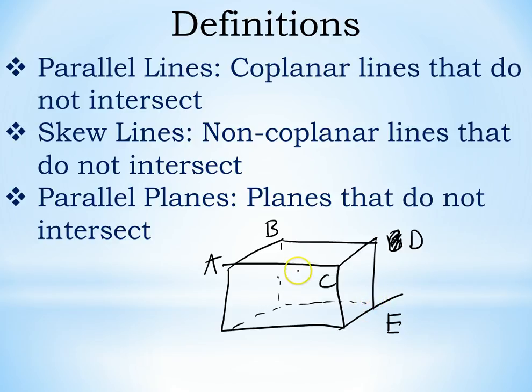Now, parallel planes are planes that do not intersect. So again, using the same box example, the top of the box and the bottom of the box would be considered parallel planes because they do not intersect each other. So, three important definitions to know.